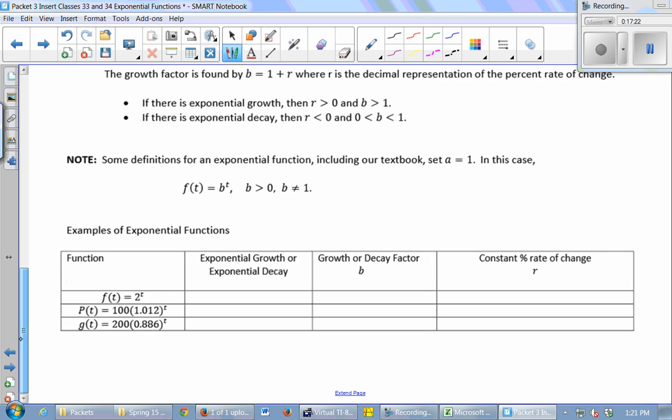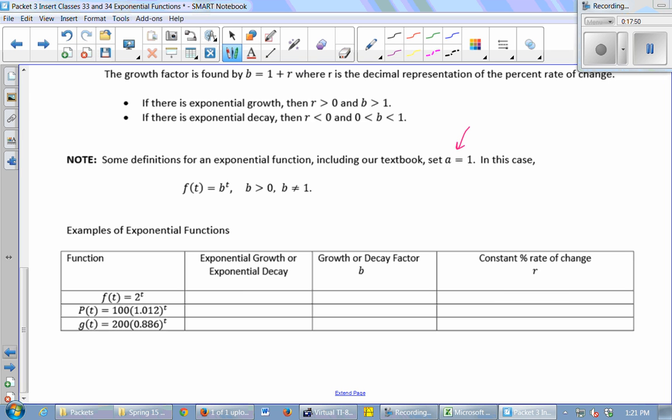Quick note: some books define exponential functions, including our textbook, as just b to the t. They take that a value and just make it 1, rather than a times b to the t. The most basic exponential function has an a value of 1. And then they use transformations to explain what happens when you have different a's, vertical stretches and shrinks.